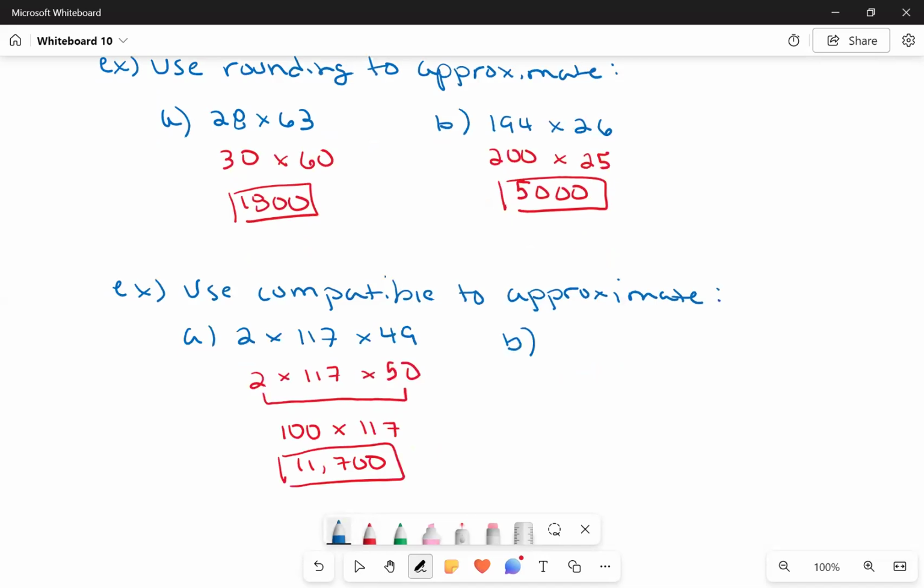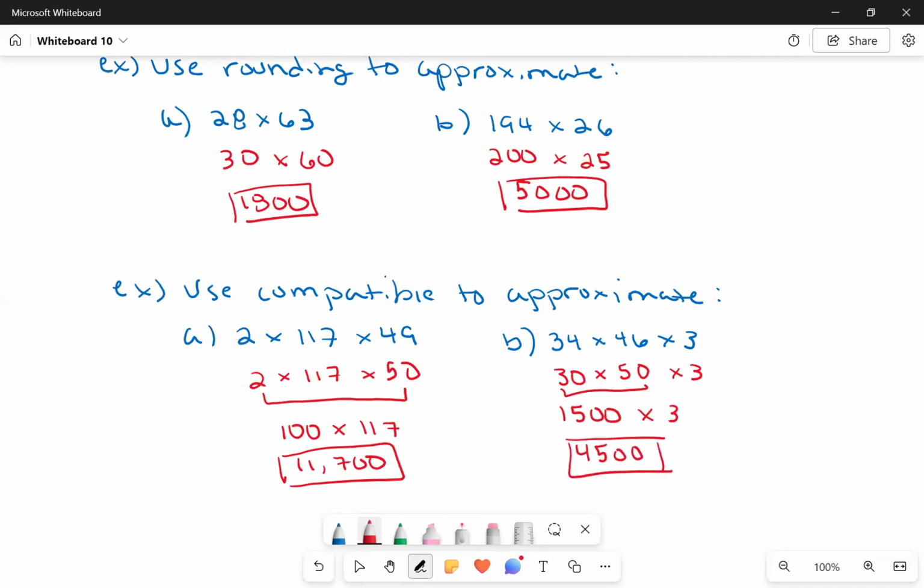All right. Let's do 34 times 46 times 3. For this, I probably would put the 46 up to 50. I feel like that's a reasonable one. I might even do the 34 as 30. I don't think that's unreasonable either. So 30 times 50 is going to be 1,500. And 1,500, sorry, times 3 is 4,500. And there we go.